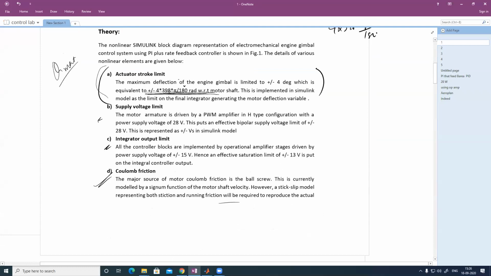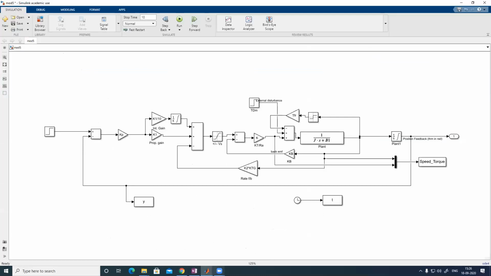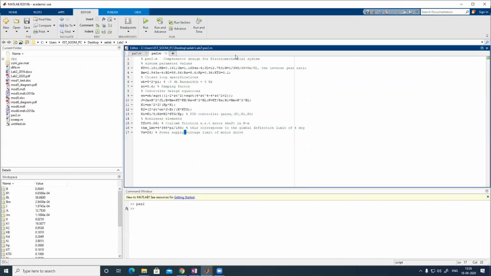So these four are the non-linearities. So you can start doing. The parameter file also will be changing. These values you have to add extra.